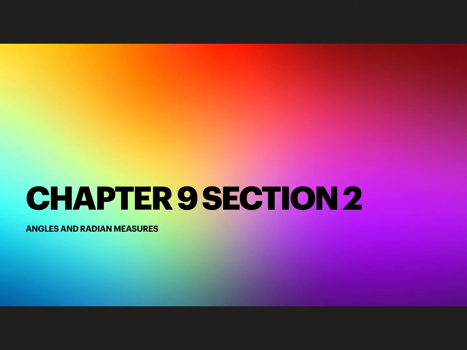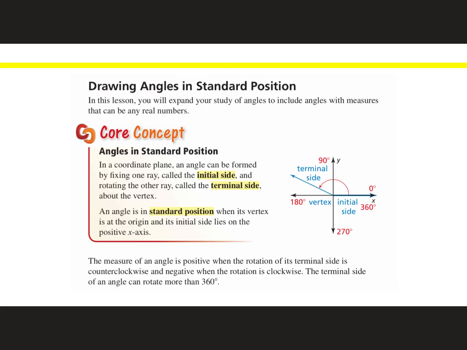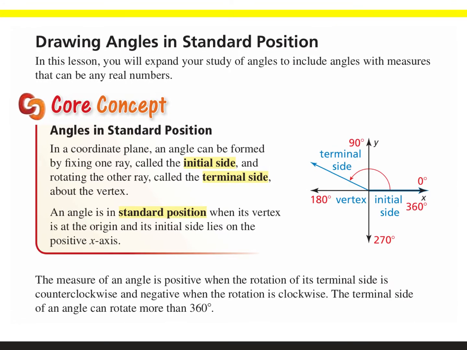9.2, we're going to learn about angles and radian measures. So, drawing an angle in standard position. Here we just have a whole bunch of vocab and a coordinate plane, so that's this XY plane.